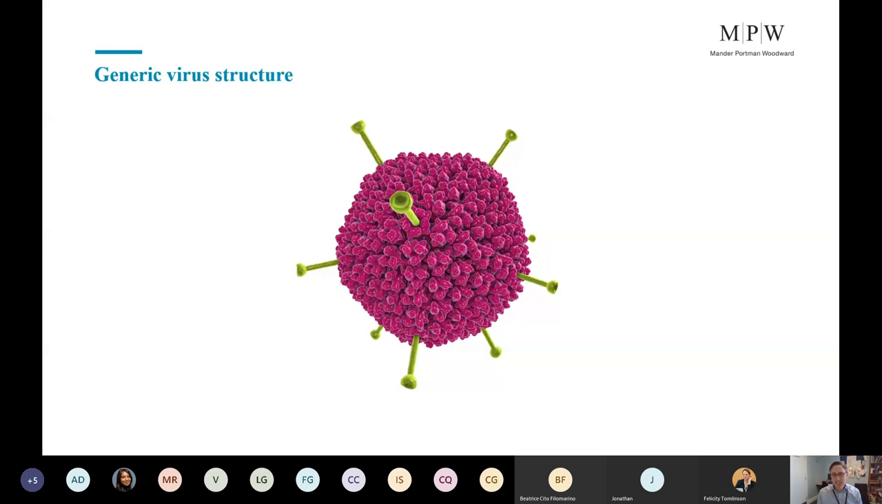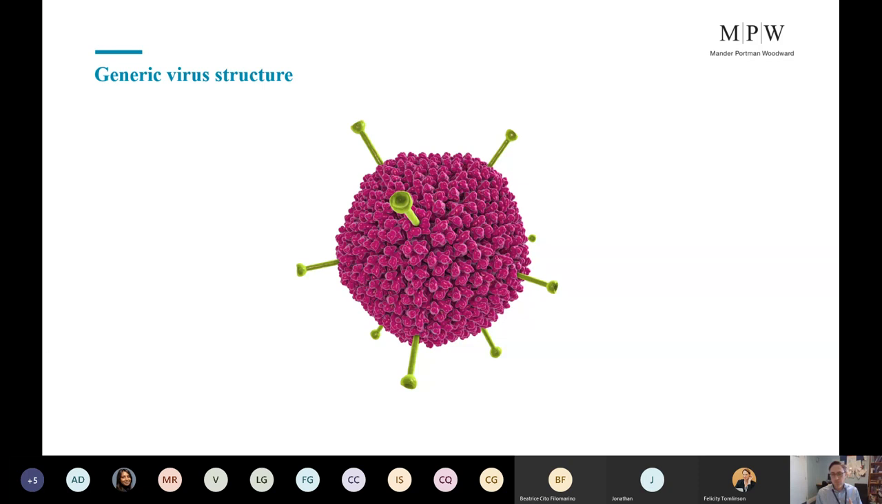An adenovirus is very common. Adenoviruses cause a lot of low-level illnesses, things like general flu-like viral symptoms, and tend not to be very serious when you're infected with one. But this adenovirus structure shows us roughly what most viruses are like.